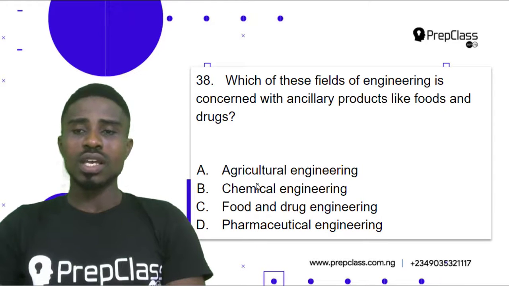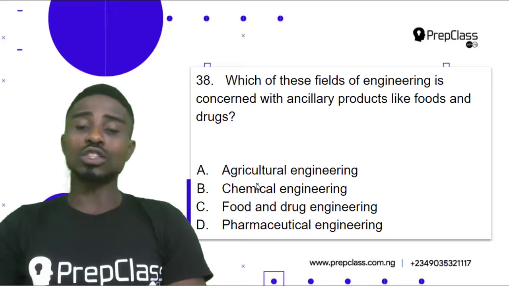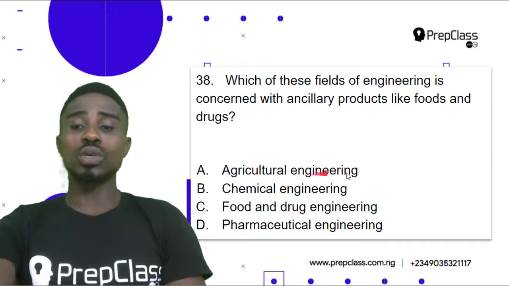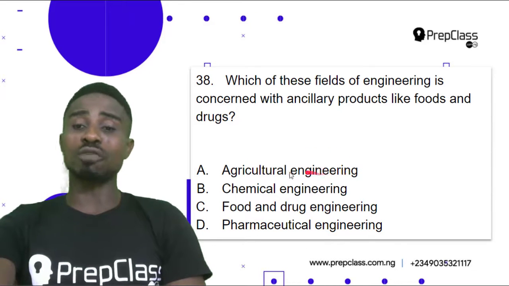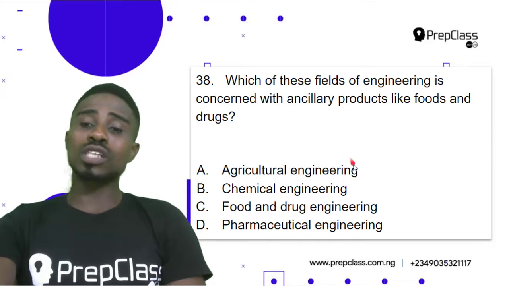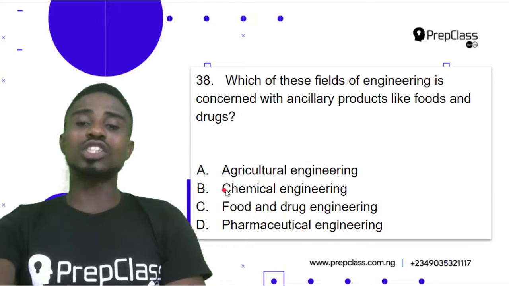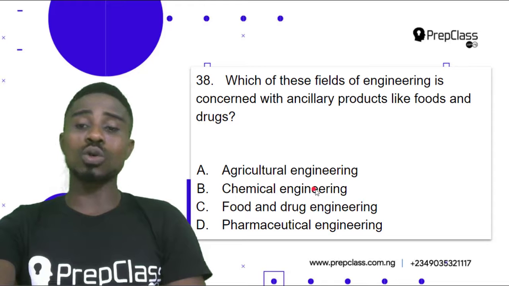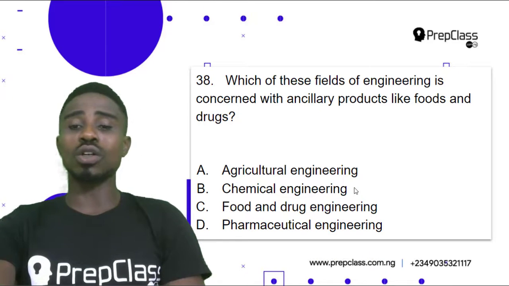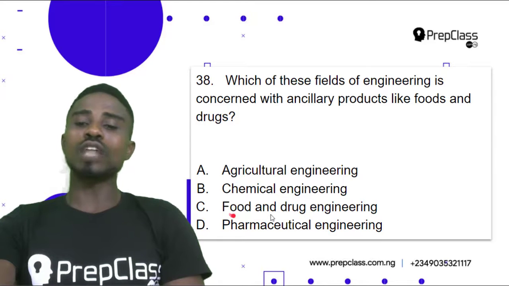Now, talking about the engineering that has to do with food and drugs, option A is not our correct answer. Agricultural engineering has to do with machines that work on the farm, machines that are pertaining to agriculture, and also processing of agricultural products, but not basically food and drugs. Chemical engineering basically has to do with the processing of food and drugs and also other chemicals. So chemical engineering is basically industrial engineering, whereby we deal with food, drugs, and other everyday products. So food and drug engineering.